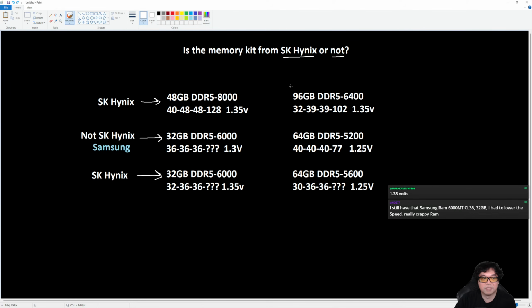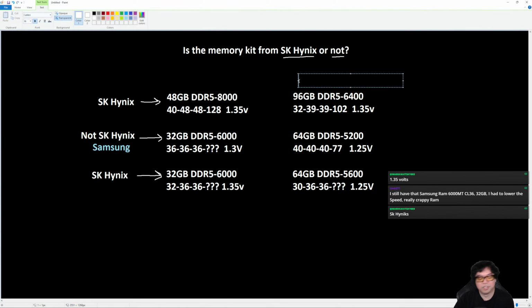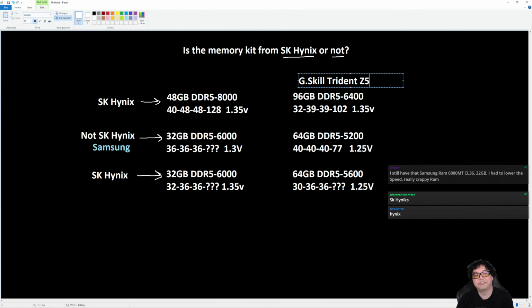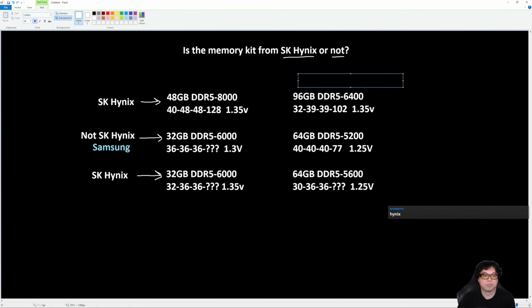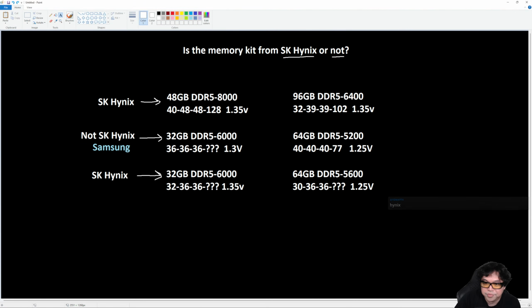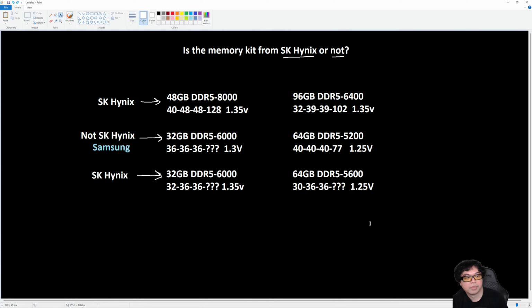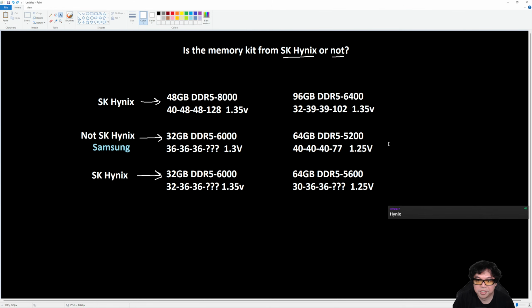So who makes this memory kit? And this memory kit is known as G-Skill Trident Z5, and it can either be Z5 or Z5 Neo. It can be either one. Thomas says Hynix. Mark is saying Hynix. So people are saying Hynix.